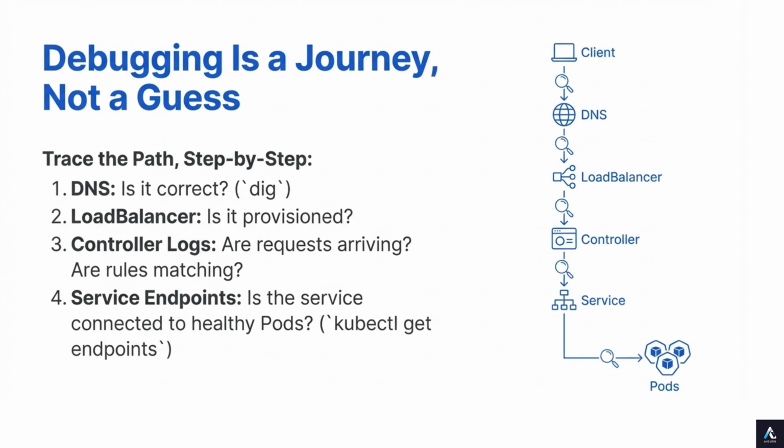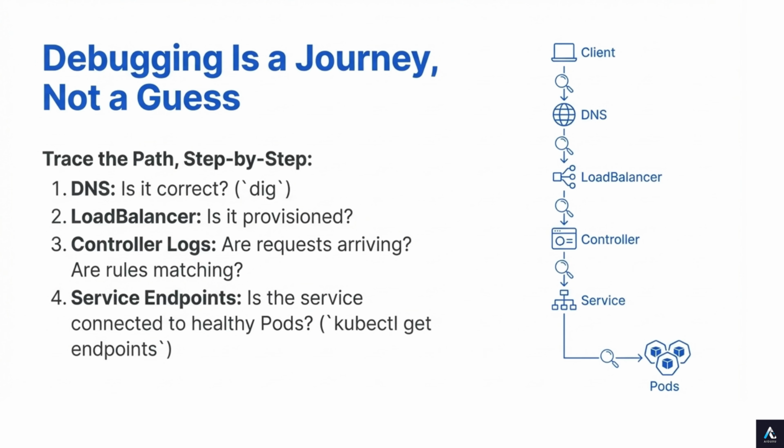Once traffic reaches the cluster, your focus moves to the Ingress controller. This is where the truth lives. The controller logs will tell you how host names are matched, how paths are interpreted, and whether TLS certificates were loaded correctly. If the controller accepts the request, the next hop in the journey is the service. Is the service port correct? And does it actually have healthy endpoints behind it?